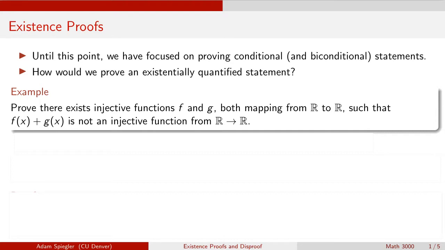Let's now consider how would we prove an existentially quantified statement, meaning a statement that has a there exists in it. So for example, let's say we wanted to prove that there exist injective functions f and g that are both going from R to R such that their sum is not an injective map from R to R. And we actually took a look at this in class last time. So how could we prove this statement?